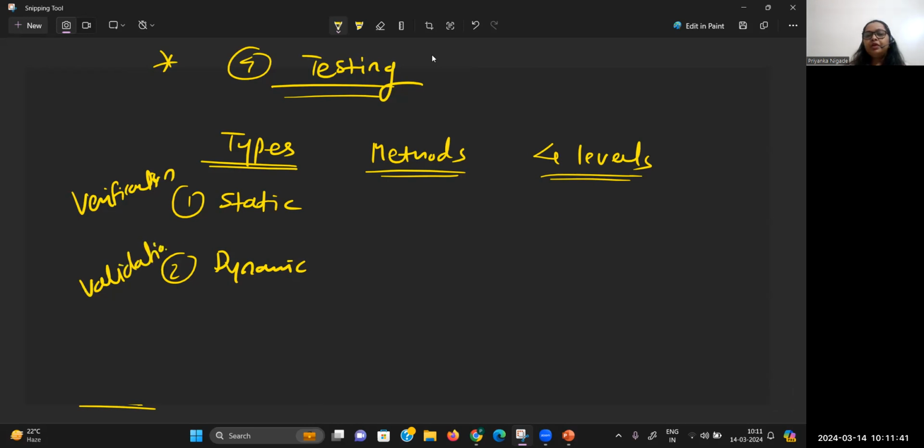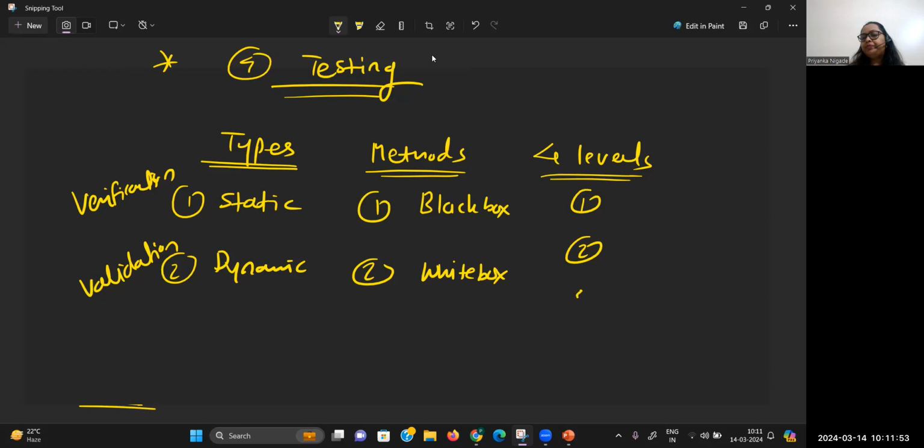That's it. How many methods are there? Only 2 methods. We have black box testing. We have white box testing. That's it. How many levels? 4 levels. So the application gets tested in these 4 levels.